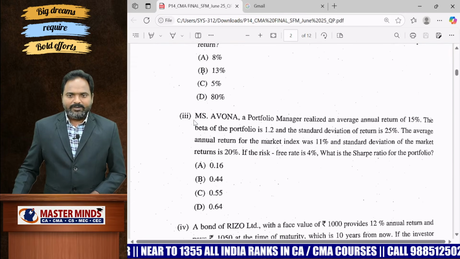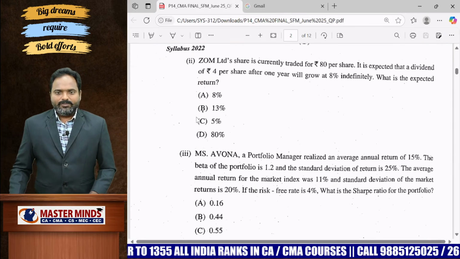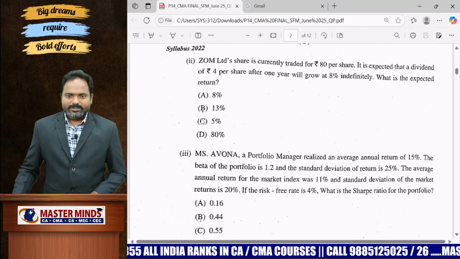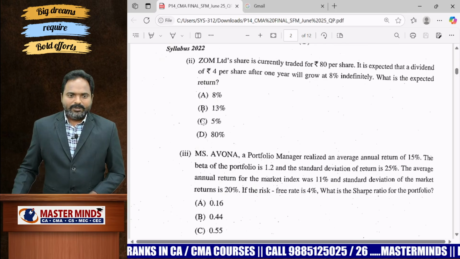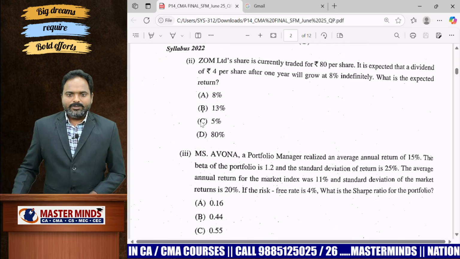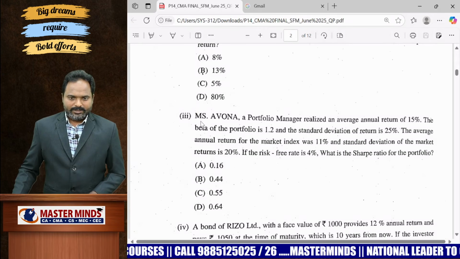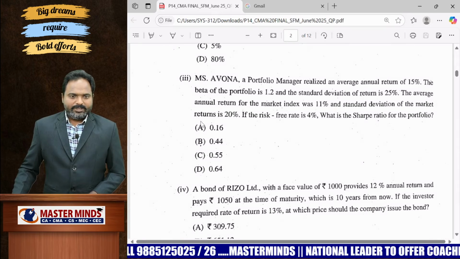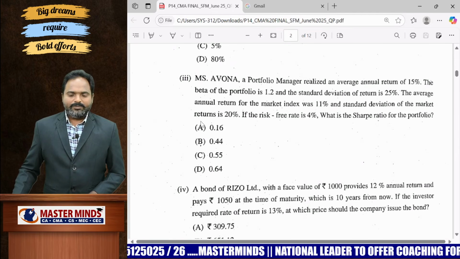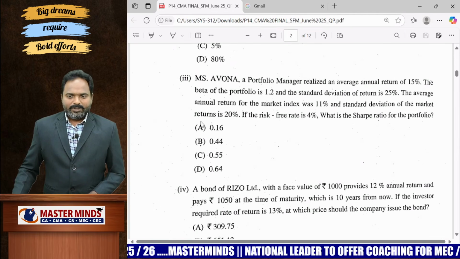Next, the second one is from valuation of bonds and shares, and it is very simple to calculate, depending upon the growth rate, the dividend growth model. With that growth you can calculate the 2 marks. This is also easy to answer. And the next one is from portfolio performance evaluation: Sharpe ratio, Treynor's ratio, as well as Jensen's alpha. All these things are there.